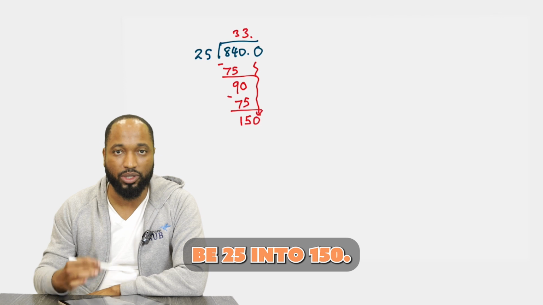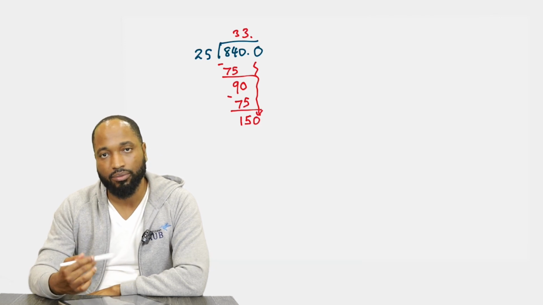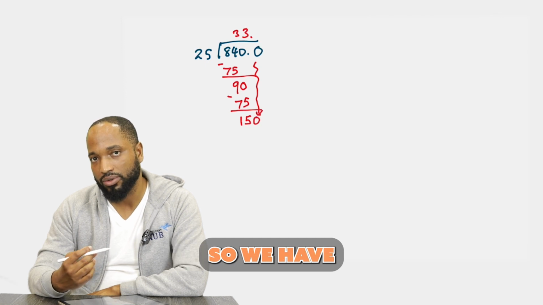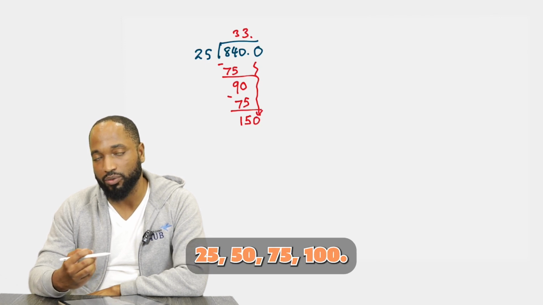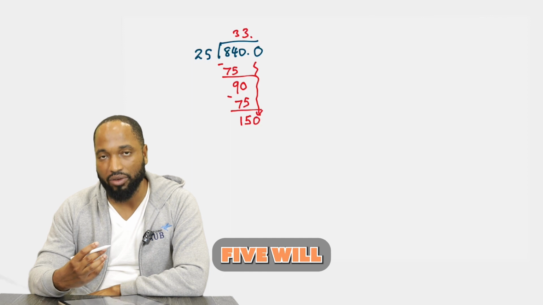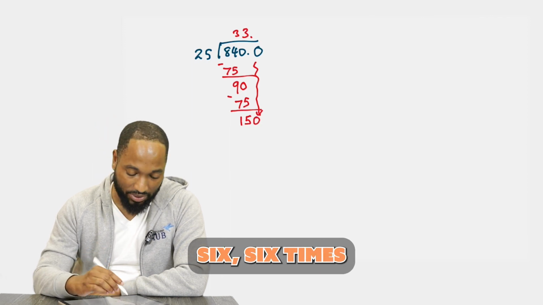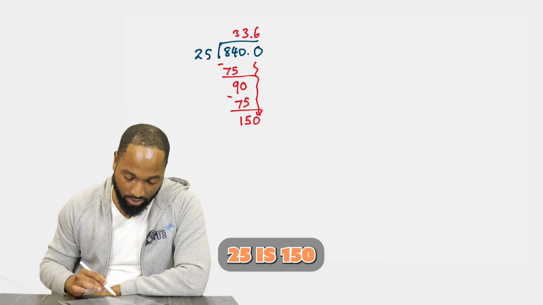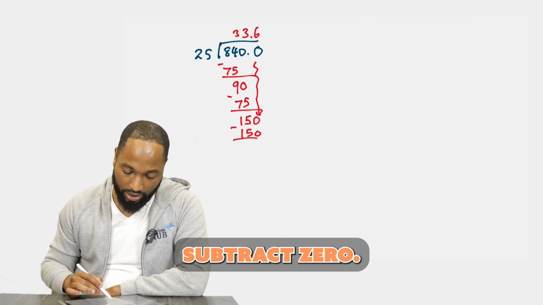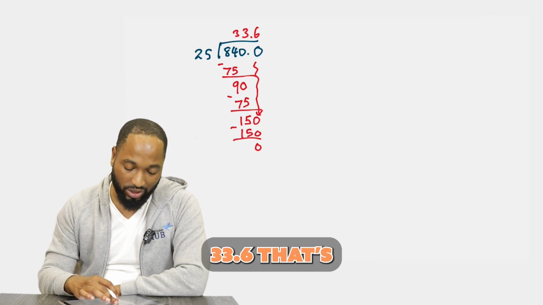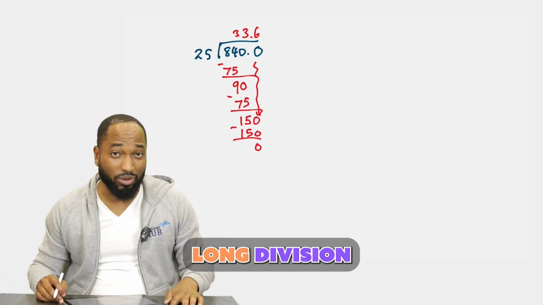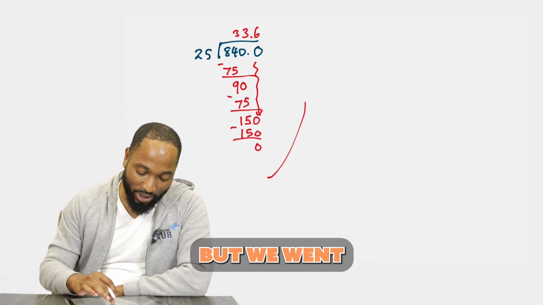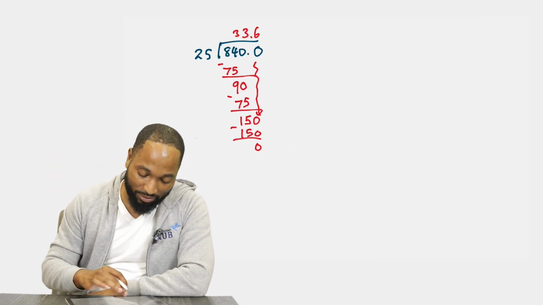Now I'll be doing 25 into 150. How many times can 25 go into 150? Check it and see. We have 25, 50, 75, 100. That's 4. And then 5 will make 125. 6 times, without leaving a remainder too. So 6 by 25 is 150, and when I subtract I get 0. So my answer is 33.6. That's long division. I don't know why it's called long division, but we went through all the steps of long division.